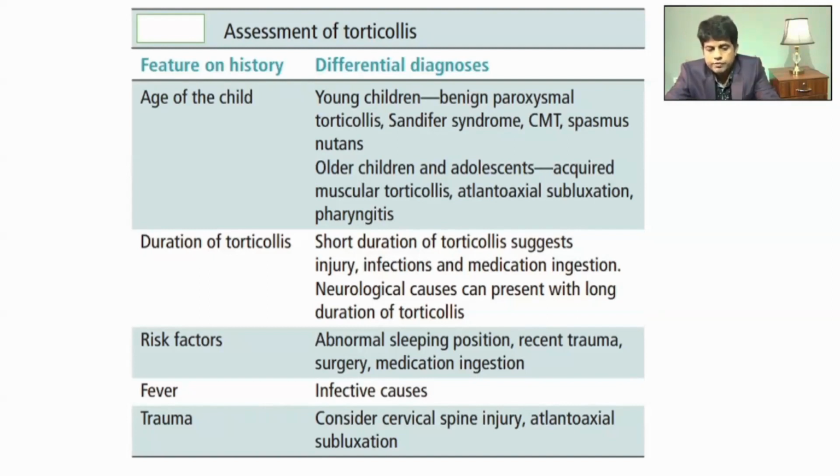And then look for fever. If the child is feverish and ill-looking, irritable, then your differential diagnosis includes infective causes like retropharyngeal abscess and Lemierre's syndrome. And then look for evidence of trauma. In the presence of trauma, the underlying causes include cervical spine injury, cervical spine hematoma, and atlantoaxial subluxation. And remember, atlantoaxial subluxation is seen more commonly in children with trisomy 21.